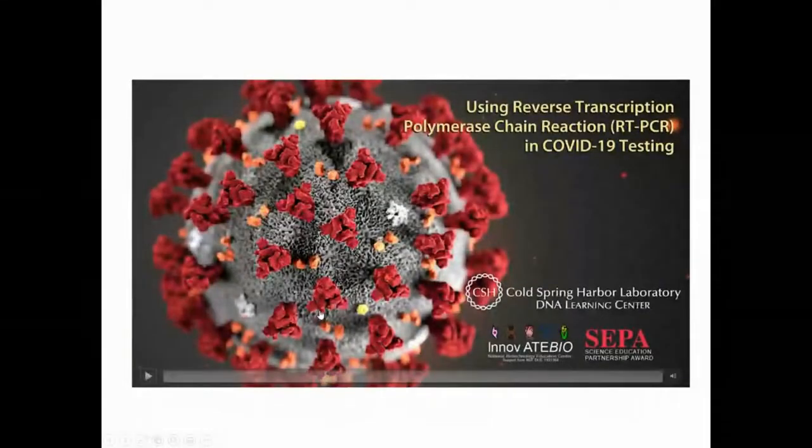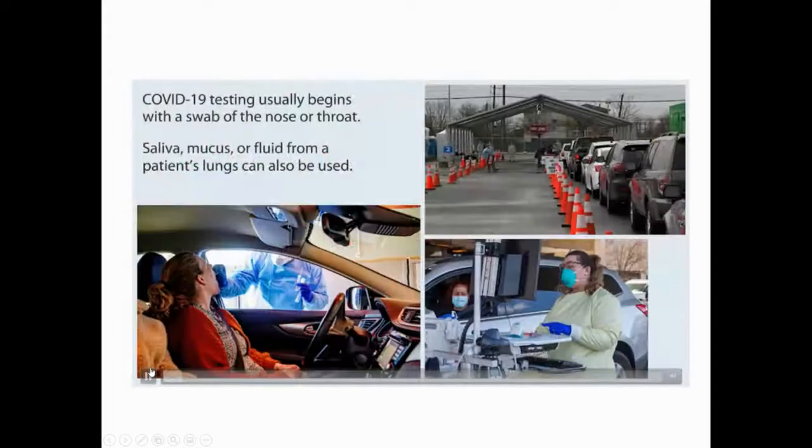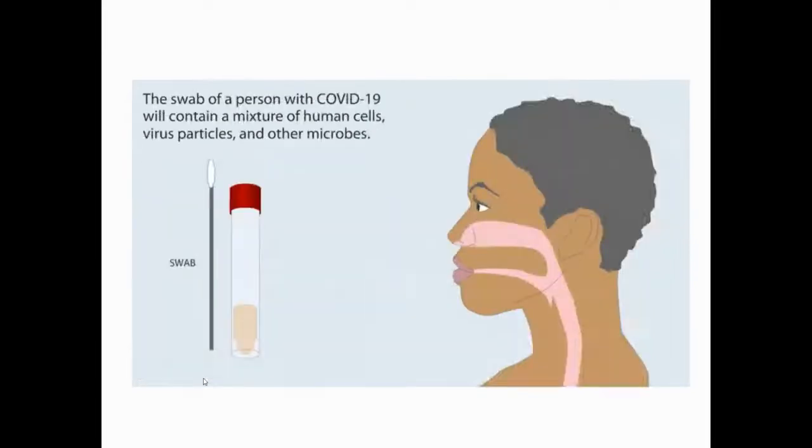Oh, here, let's watch this, how to use the reverse transcription PCR to detect the COVID-19. Using reverse transcription polymerase chain reaction, RT-PCR, in COVID-19 testing. COVID-19 testing usually begins with a swab of the nose or throat. Saliva, mucus, or fluid from a patient's lungs can also be used.